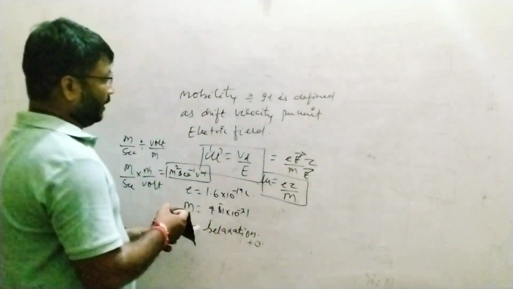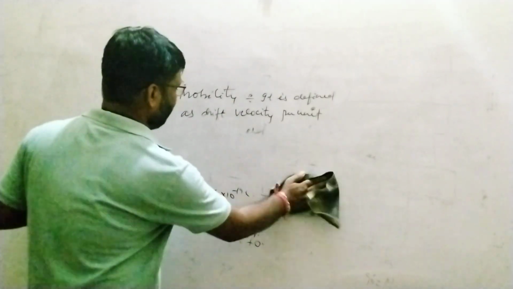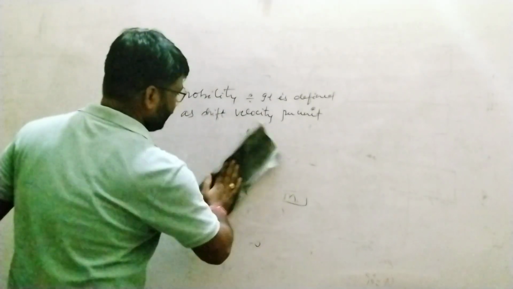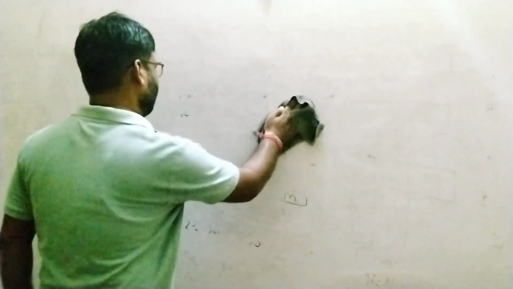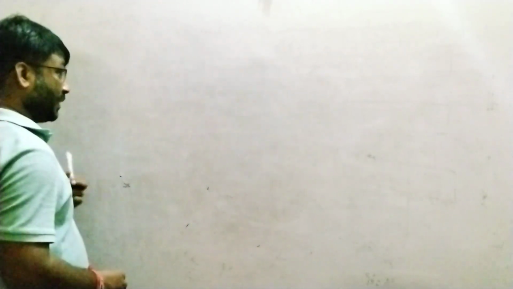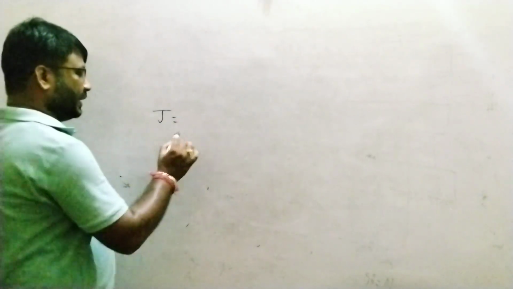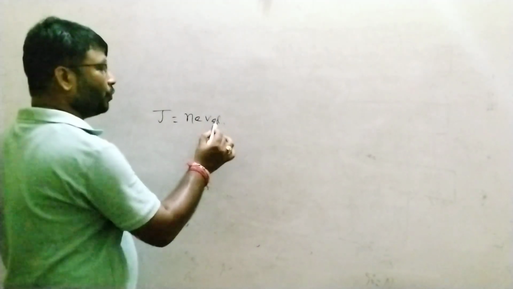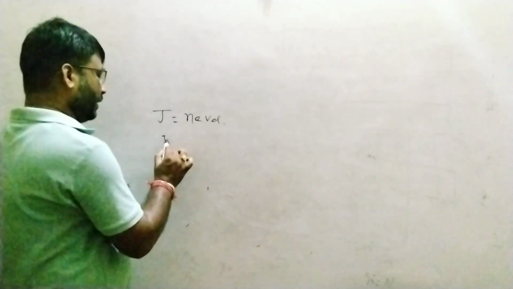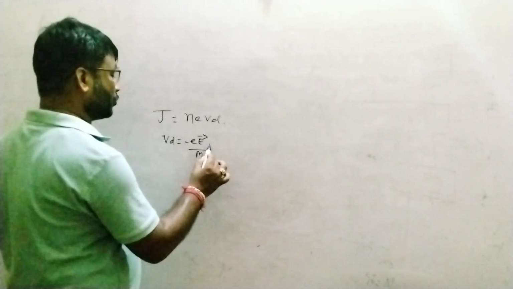Now next, we will derive the relation between current density in terms of relaxation time. So as we have, current density is given by n e into Vd. Now Vd we have minus e E by m into tau.